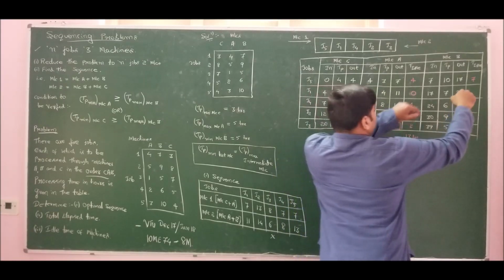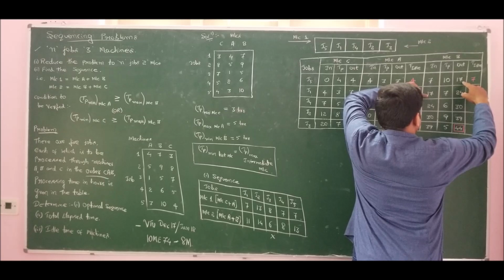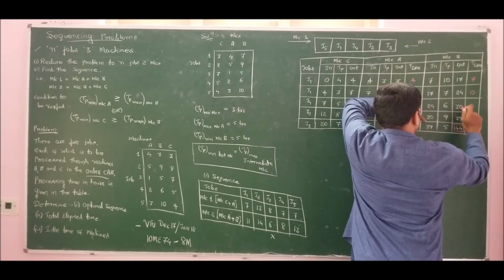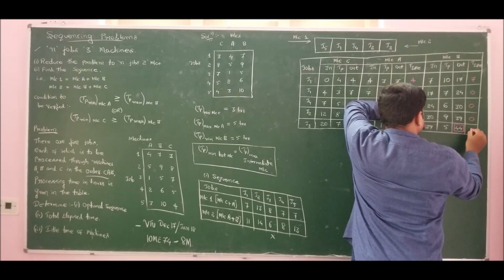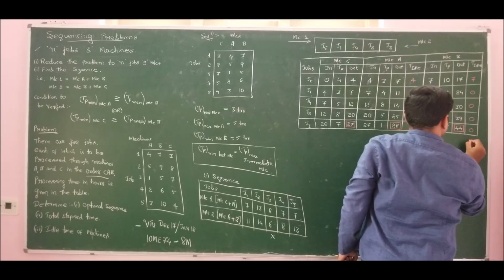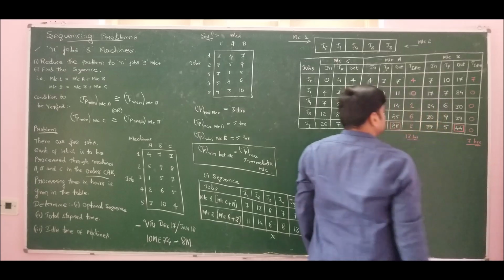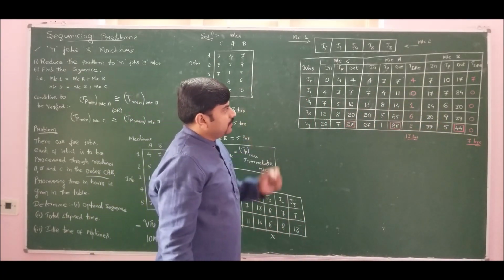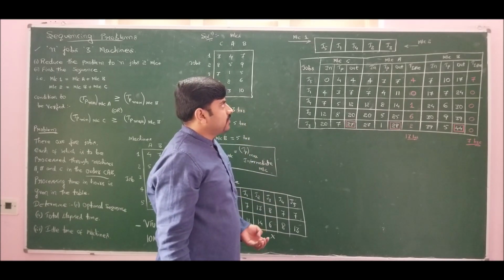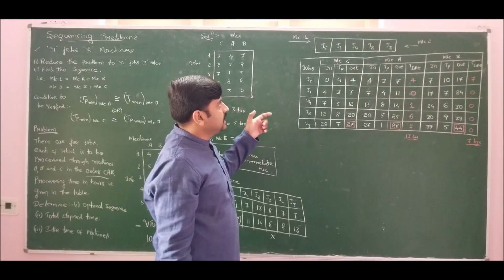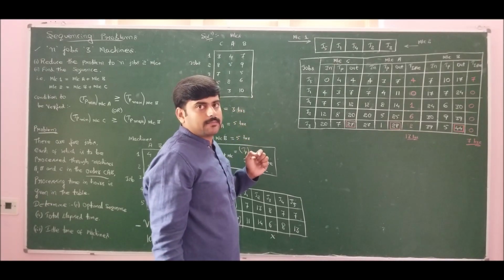So coming to the calculation of idle time for machine B, 17 minus 17 is 0. 24 minus 24 is 0. 30 minus 30 is 0. 39 minus 39 is 0. So therefore total processing idle time for machine B is 7 hours. So this completes the operations we have performed on machine C, machine A and machine B for the jobs in the sequence 5, 1, 4, 2, 3.